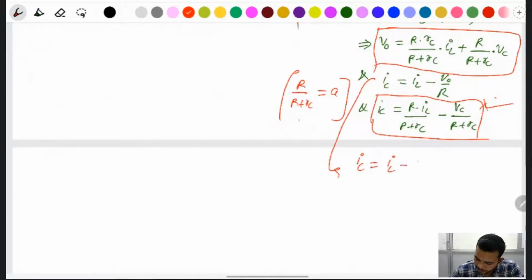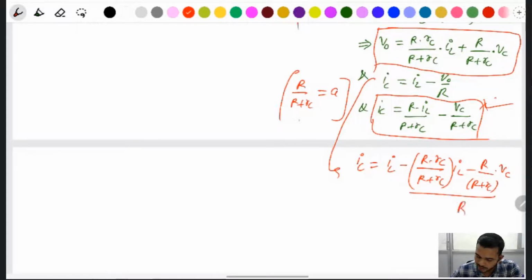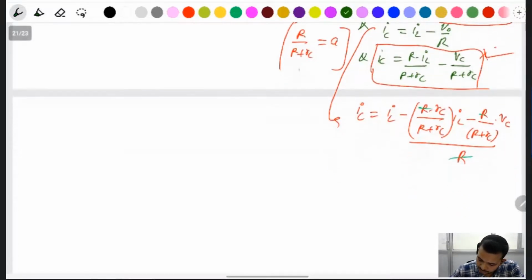IC is equal to IL minus V naught, and V naught is given like that: R into RC by R plus RC into IL plus R divided by R plus RC into VC. And divide by R. Yes, sir, total divide by R. R cancels out. Yes.